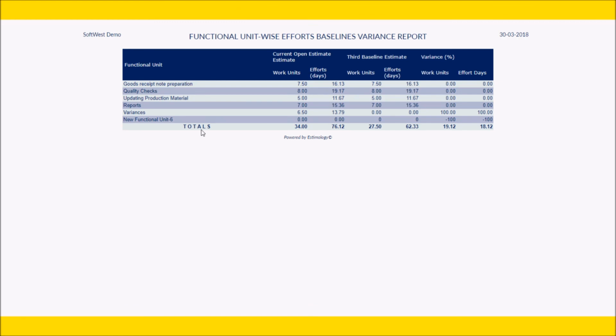The report is now shown in the new window, where I can see that my original current estimate which we had seen was 34 and 76 days, and the third baseline was 27.5 and 62.33, which means that there is a variance in effort of 18%. That means my effort has now gone up by 18% over the previous baseline.